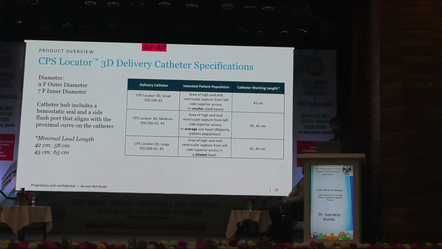The CSP locators come in two diameters, 9F and 7F. The catheter hub includes a hemostatic seal and a side flush port that aligns with the proximal curve on the catheter. The maximum lead lengths are 58 centimeters and 65 centimeters.